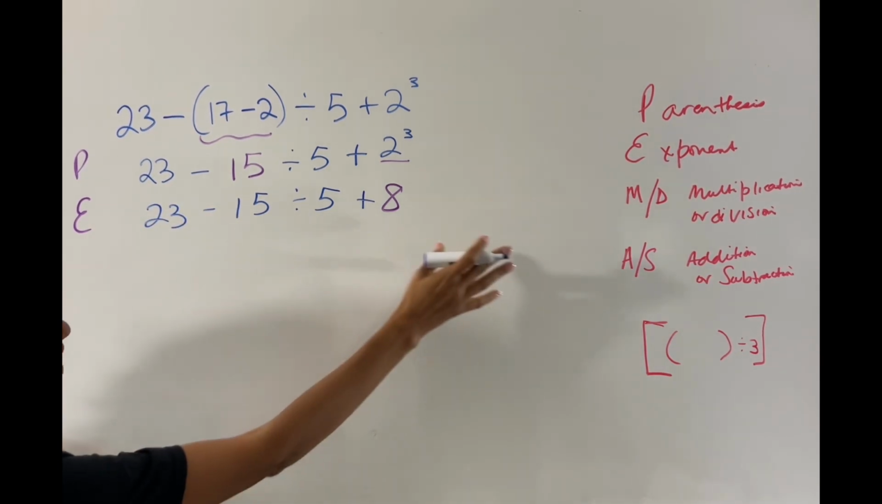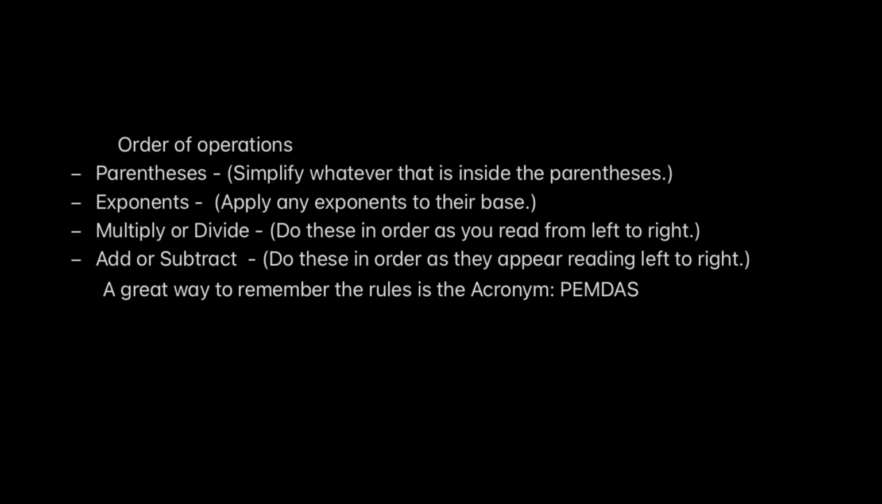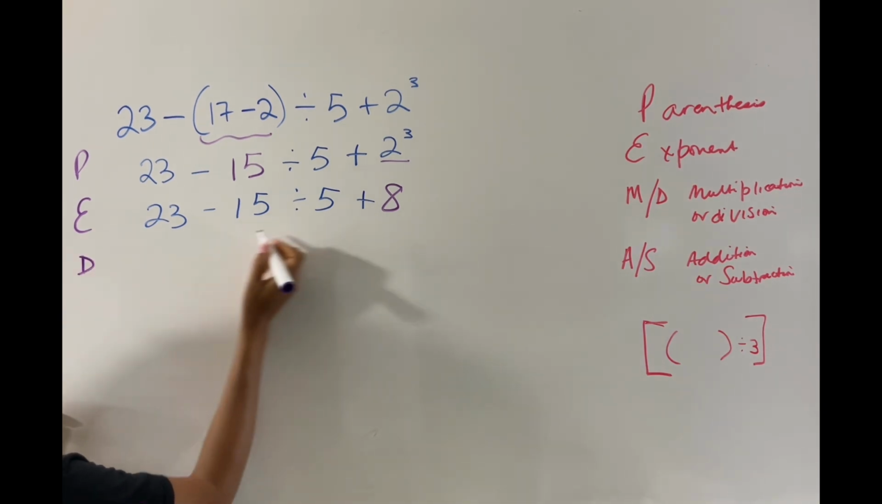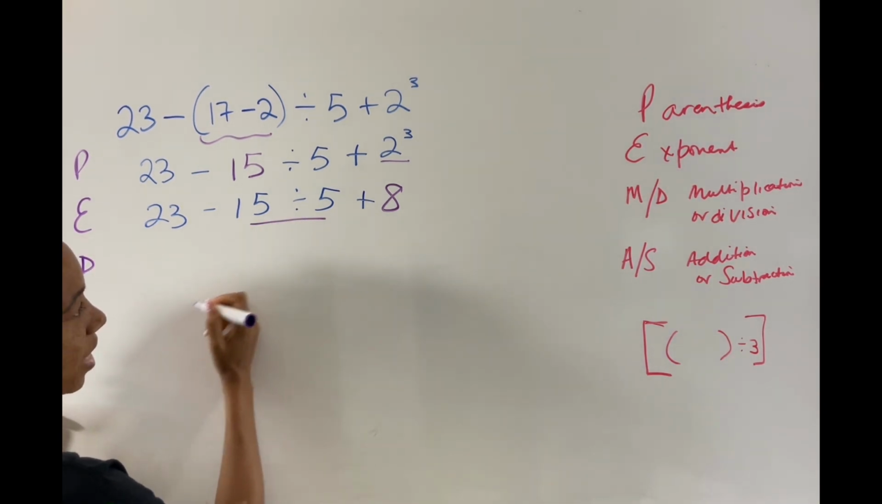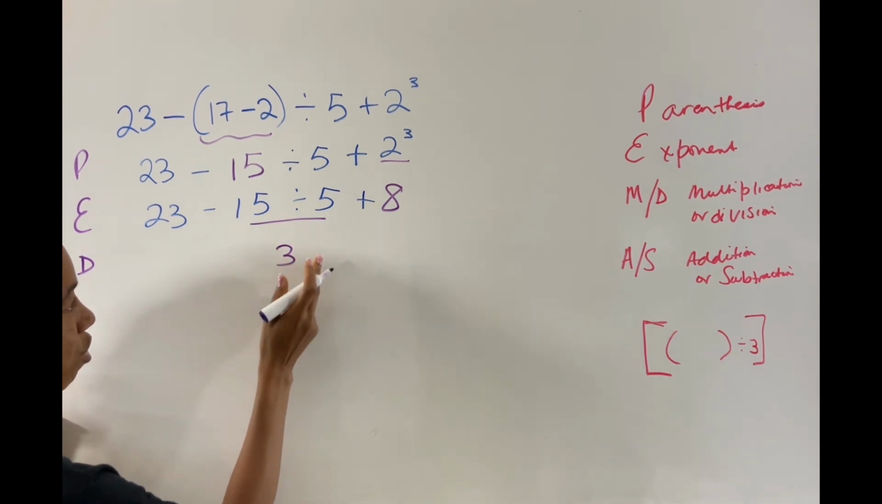And then the next that we need to look for is multiplication or division. And remember, it is whatever comes first from left to right. In this case, there is no multiplication in this problem. It's simply just division. So you're just going to write D and do the division aspect of it, and that will give you 3 because 15 divided by 5 is 3.